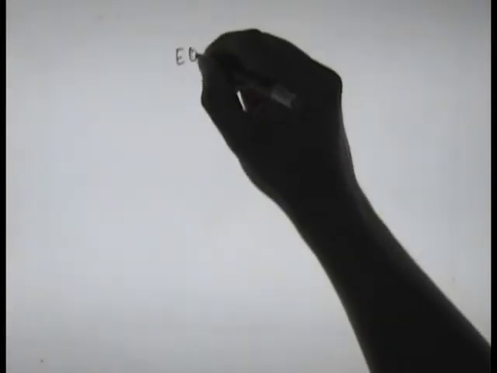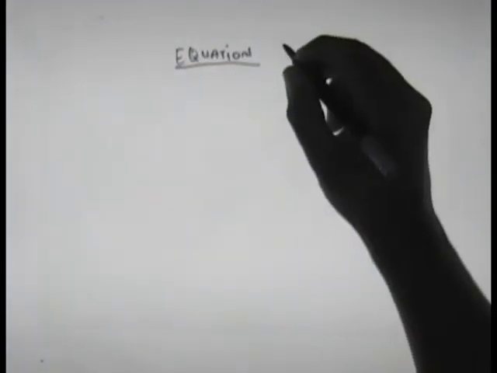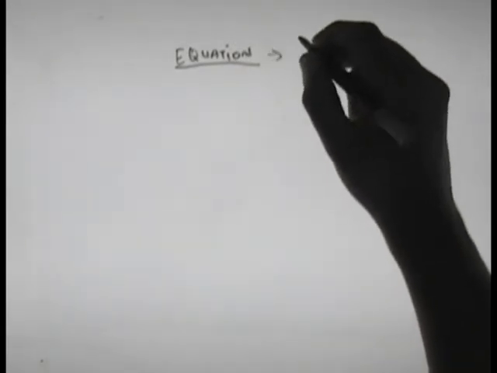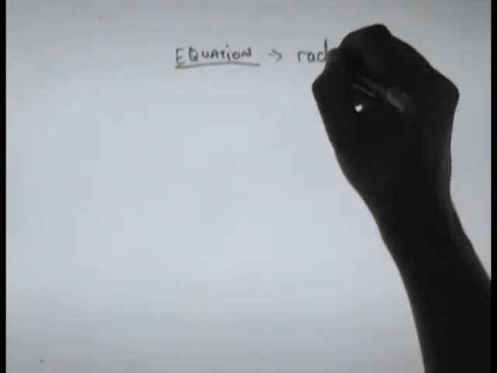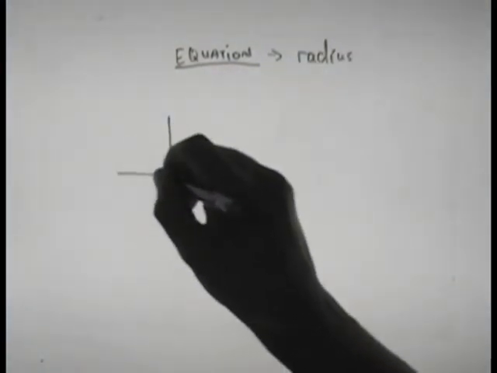Firstly, I'm going to say that the equation of a circle has really got nothing to do with the circle itself. It's actually the equation of the radius. Now let's look at what I mean by that.